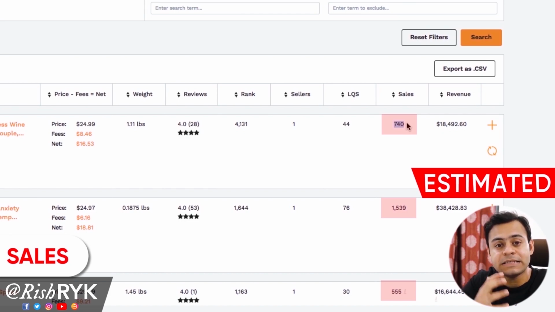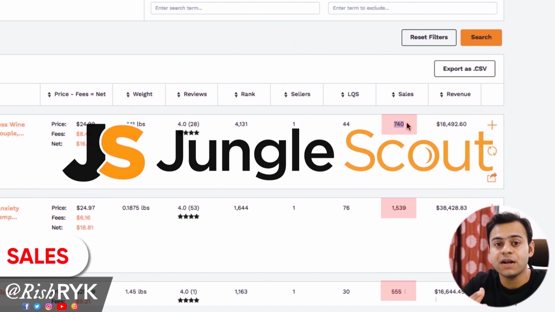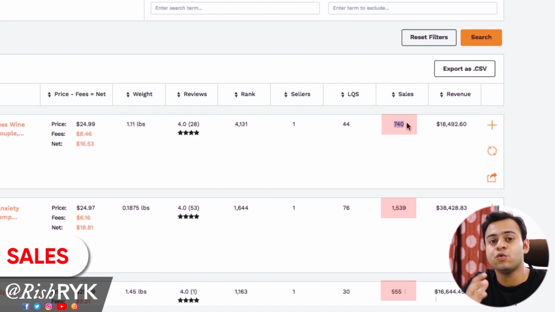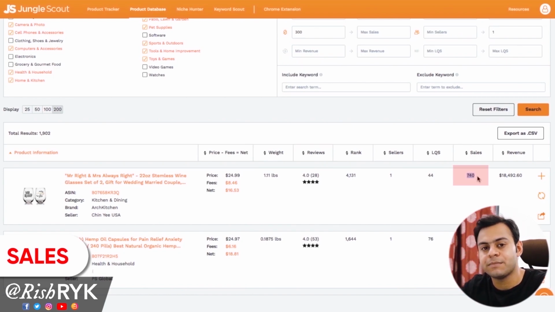It's actually being estimated. JungleScout is not Amazon's product. So JungleScout has no means to actually figure out how much a product is selling exactly. They can only estimate. They're estimating this based on the rank of the product, because the rank is a direct correlation of the sales that happened on the previous day. They have some intelligence behind it, which is giving us this number, which again, because it's an estimate, I don't go by it blindly. I actually just follow the trend.